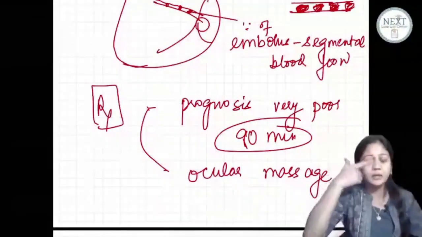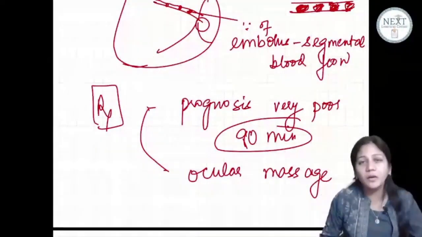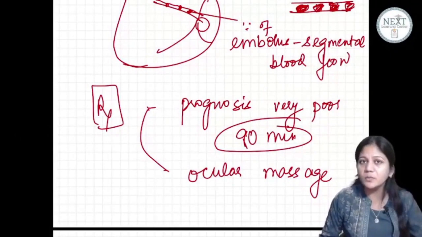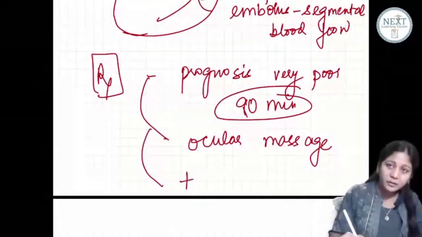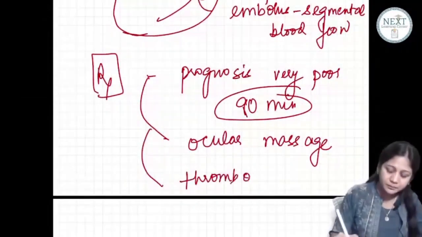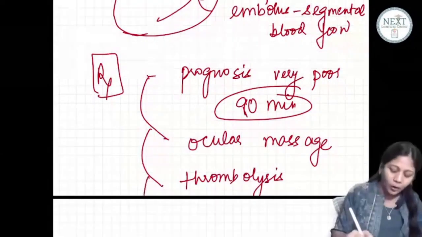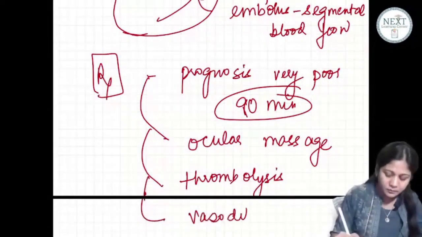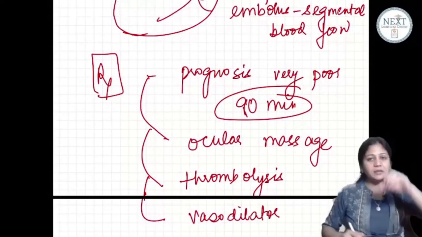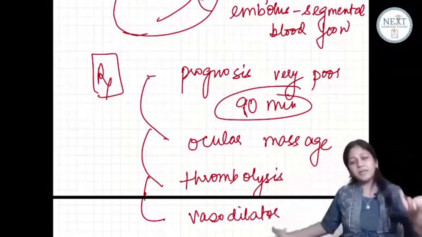As soon as the patient comes, do the massage, and then what will happen? Probably the thrombus will dislodge. Or you can try thrombolytics, definitely. Or you can dilate the artery. You can give vasodilators. If you give a vasodilator, the artery will dilate and the embolus will be dislodged.